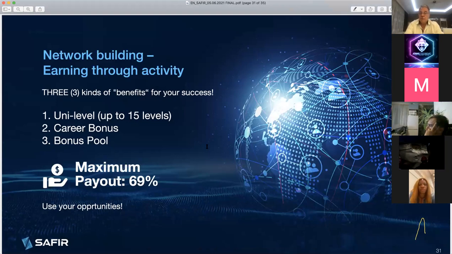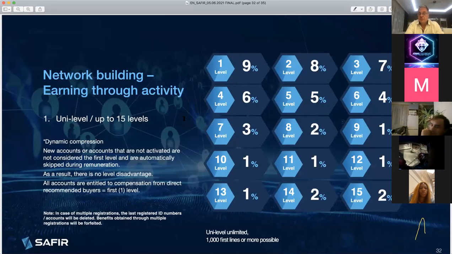It's a very simple compensation plan, but extremely powerful. It's a uni-level with 15 levels depth. It has connection to career bonuses and bonus pools. It pays out a maximum of 69%. So it pays really, really well. So there are 15 levels, as we said.